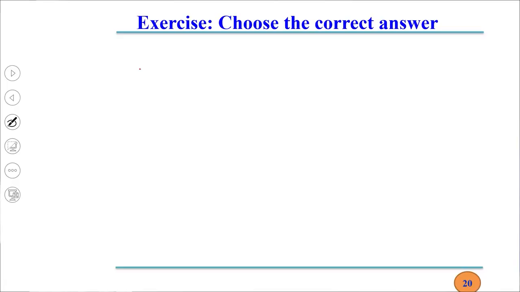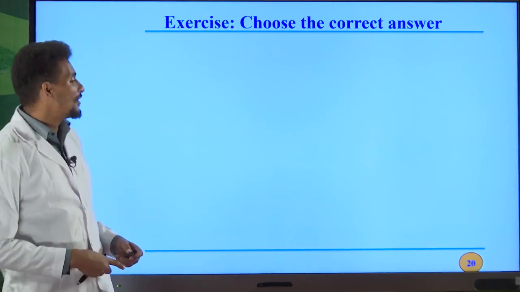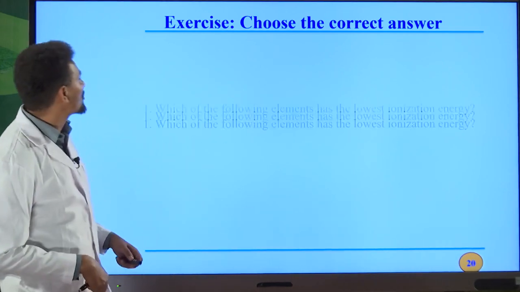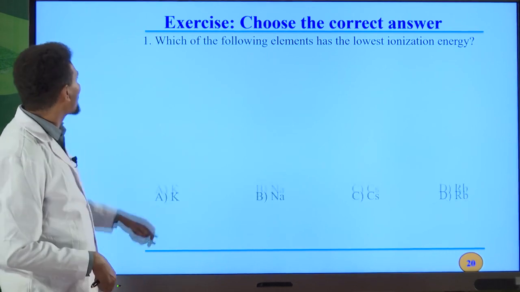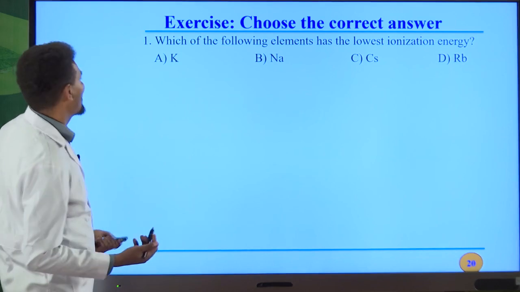So now let us answer some questions, and some of these questions are from university entrance exams. So let us see, okay, together. The first question says, which of the following elements has the lowest ionization energy?